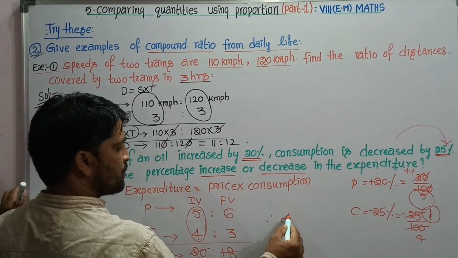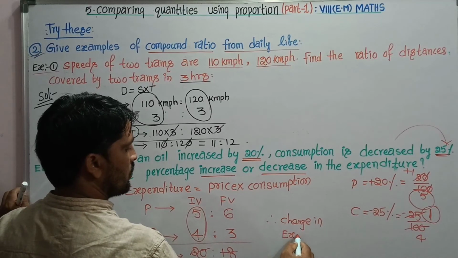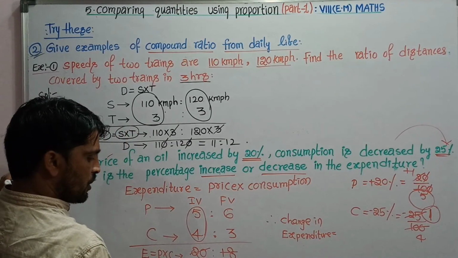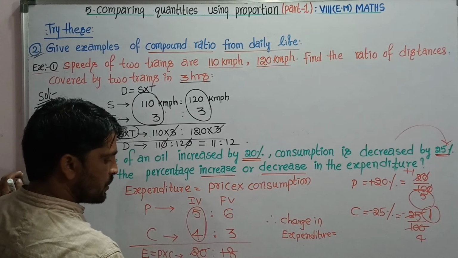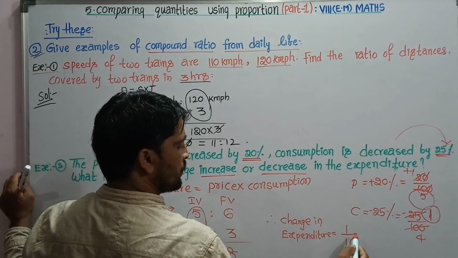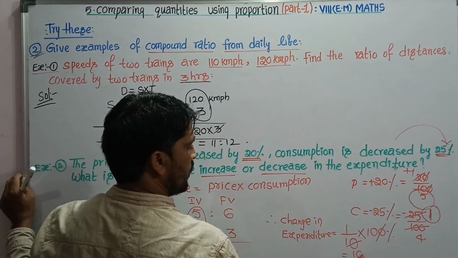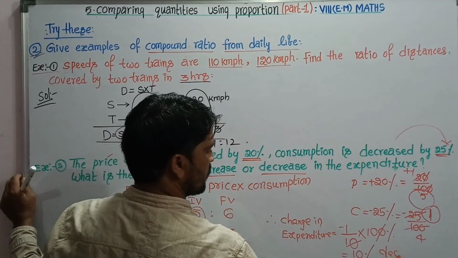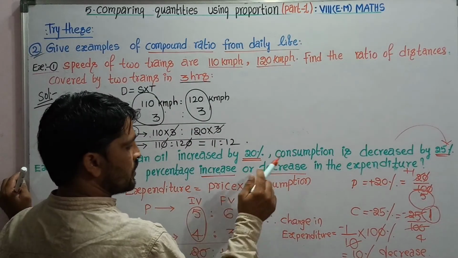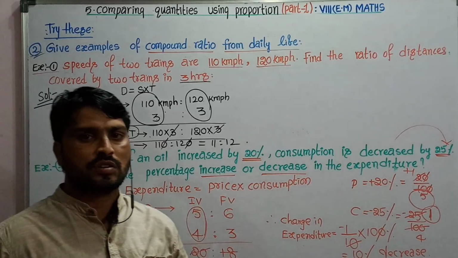Therefore, the change in expenditure is equal to the initial expenditure, 10 rupees, and the final expenditure, 9 rupees. Expenditure decreases by 1 unit over 10 units. But we have to find it in percentage, so multiply it by 100%, 0 0 cut, 10% decrease. So, due to the increase in price, expenditure decreases by 10%. These are the real life, daily life situations where we use compound ratio.